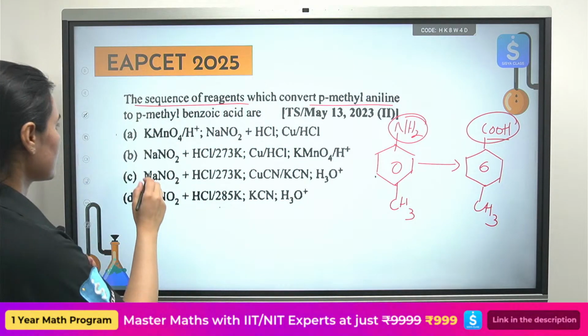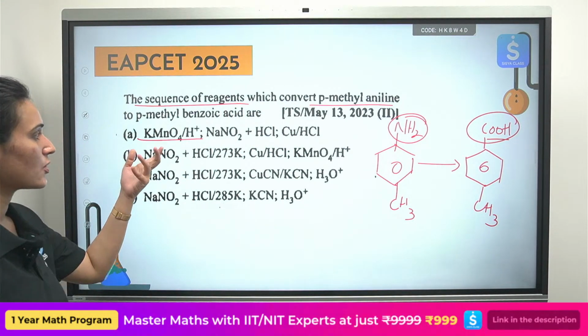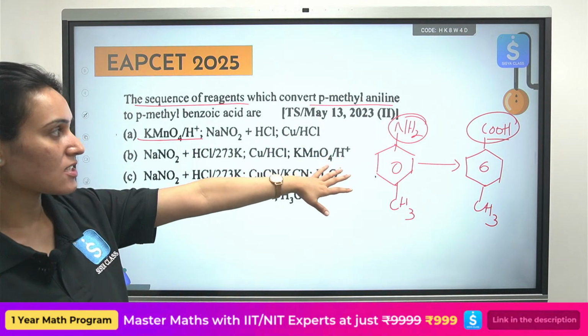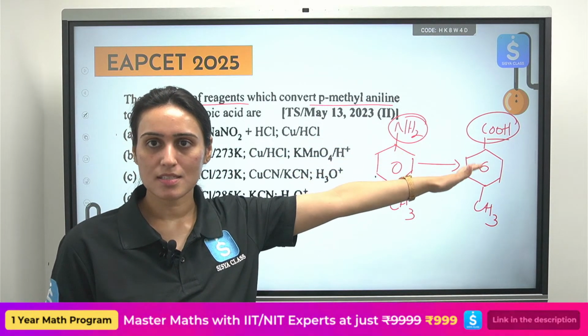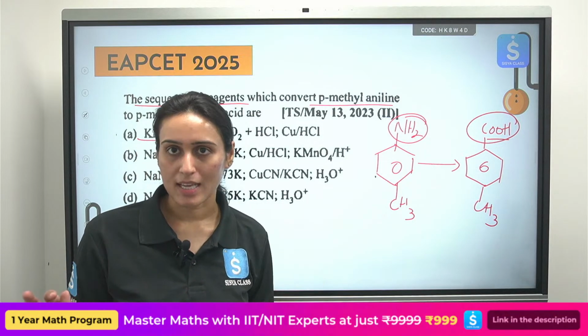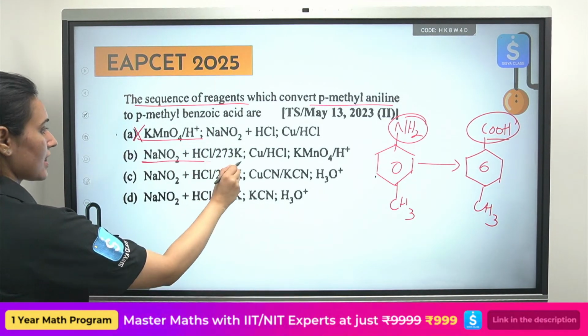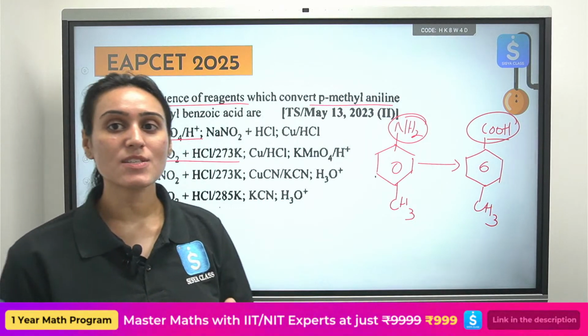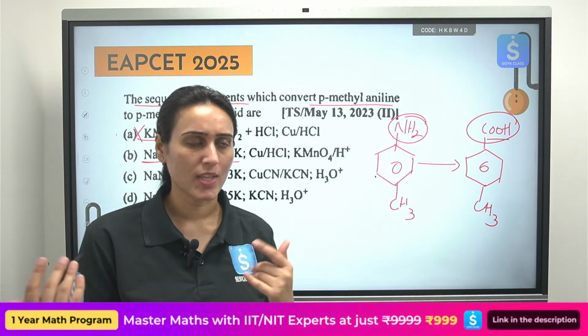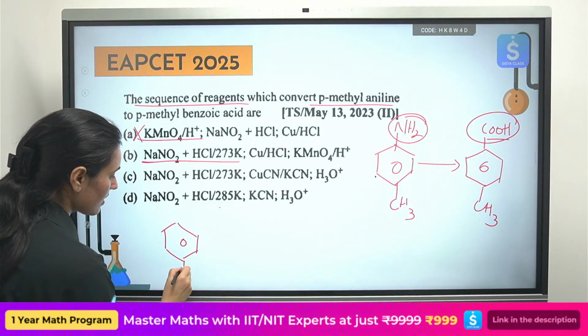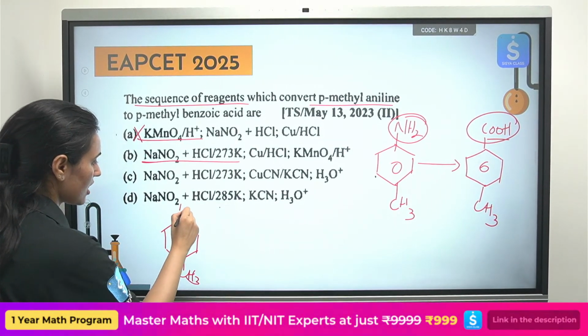They are saying oxidize at first. Chromic acid is a strong oxidizing agent. But oxidation of NH2 will not help us get a carboxylic acid. So this can't be our correct answer. This one says do the diazotization first. Okay, we can do that. Don't do anything with the methyl group, it does not change anything.